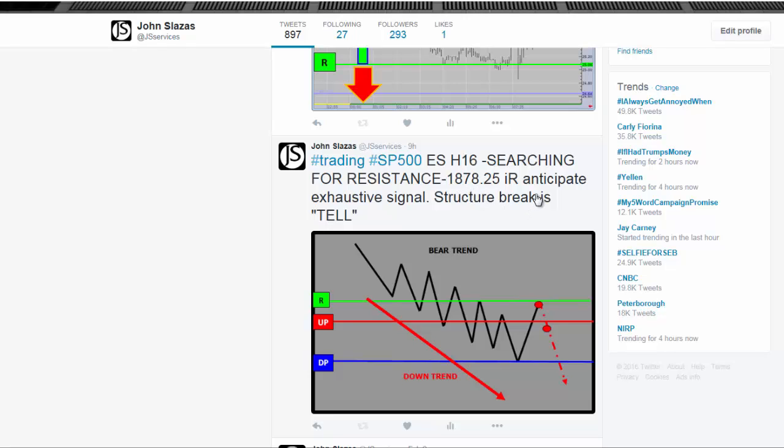1878.25 R. Anticipated an exhaustive signal. Structure break is tell. And I put this image, this bear trend image, defining the R level, which is 1878.25. This little I is a typo. So the strategy is to fade momentum into the R level, and we're anticipating an exhaustive signal here, and a structure break is going to be the tell that this trend is ready to engage.